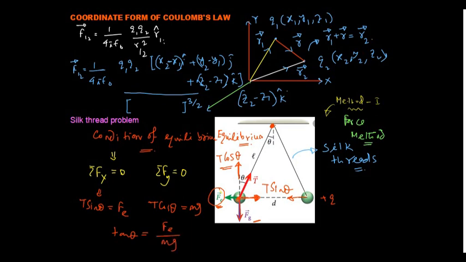And it is easy to calculate Fe. We can easily write that Fe is equal to K q square divided by d square, where K means 1 by 4 pi epsilon naught and d is the separation between them. So this is the electrostatic repulsion. If we substitute, we can get anything we want. So this is one method that we call the force method, resolving the forces along the x and y axes. We established the condition of equilibrium and hence we got this result.